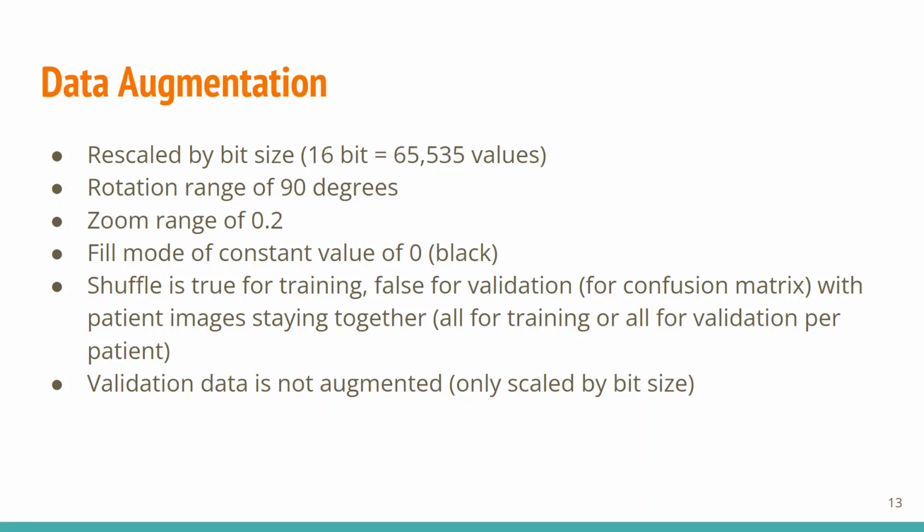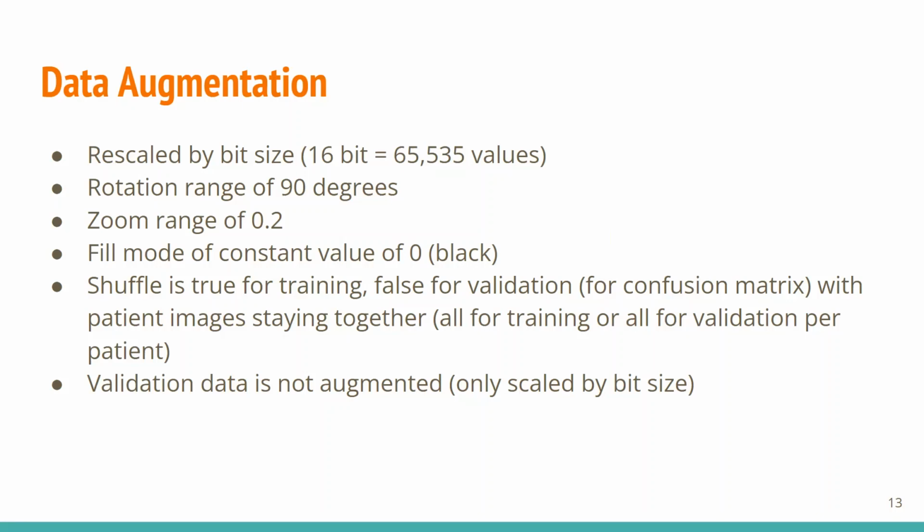Shuffle is true for training and false for validation, and that's because of the confusion matrix. One key thing is that all patient images stayed together. We didn't want it learning the differences. If you put some patients in the training and some in the validation, we felt that might skew and provide false results for our model. And the validation data is not augmented, it's only scaled by that bit size.